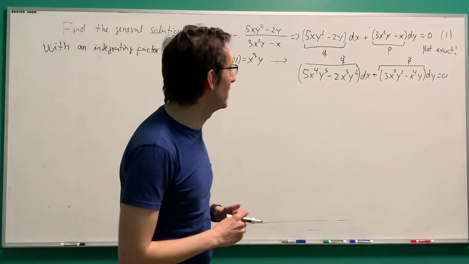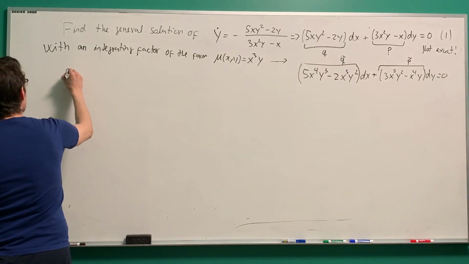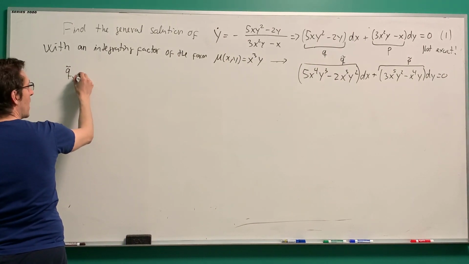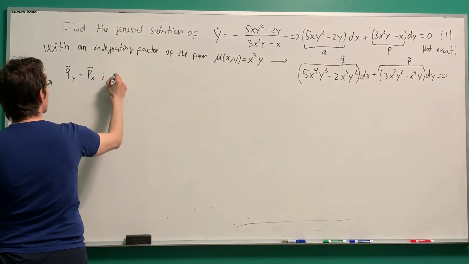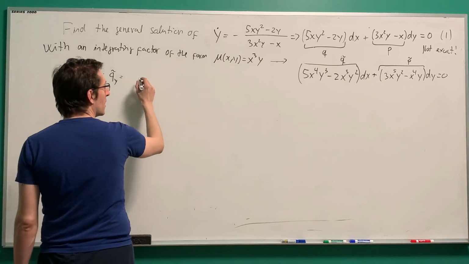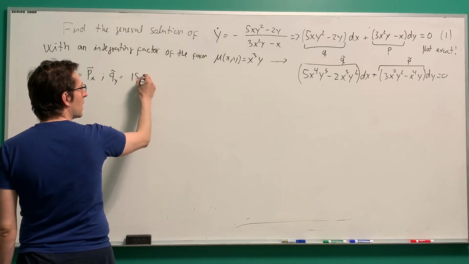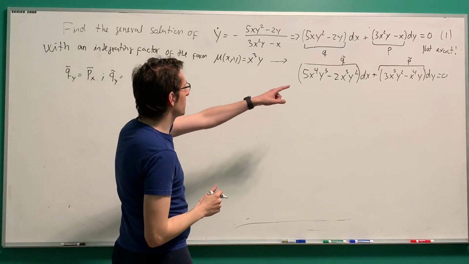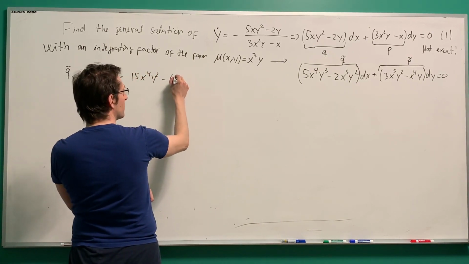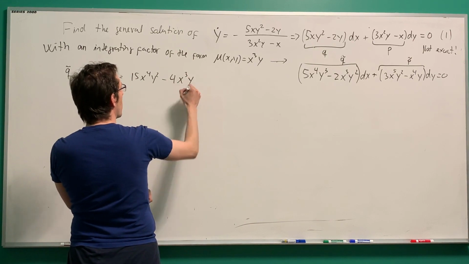Let's check that this is actually exact. If it's exact, Q tilde with respect to y should be equal to P tilde with respect to x. Let's check. Q tilde with respect to y is, okay, that's a 15 x to the 4 y squared, minus this with respect to y, so a 2 comes out, so it's a 4 x cubed y.